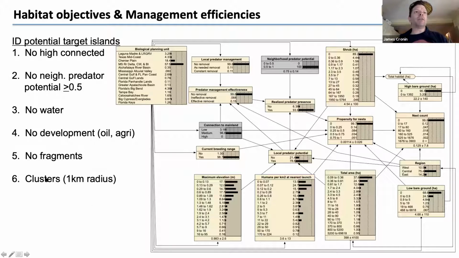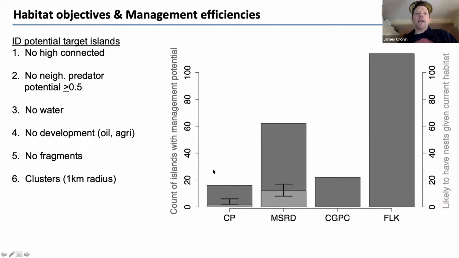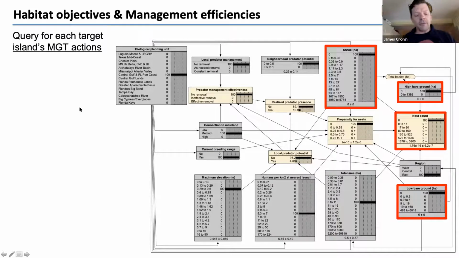And then we assigned islands to a cluster. If islands were within a 1 kilometer radius from each other, we just bin them in the same cluster. That'll become important in a minute. When we do that, we had anywhere from, say, in the Chenier Plain, 15 to 20 islands, or up in the Florida Keys, over 100 islands that had some management potential. Once we've identified those islands in those BPUs that have some management potential, we're then going to also use the model to query for each of those target islands potential management action.